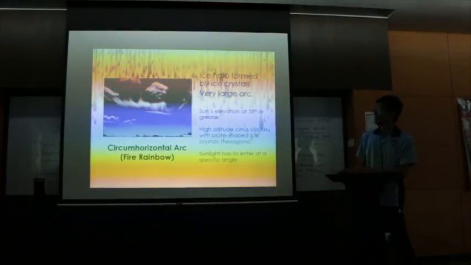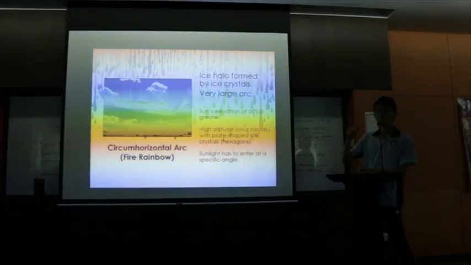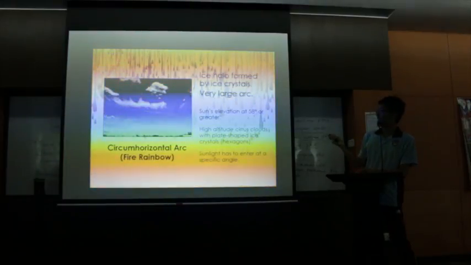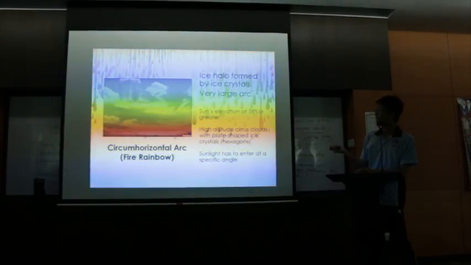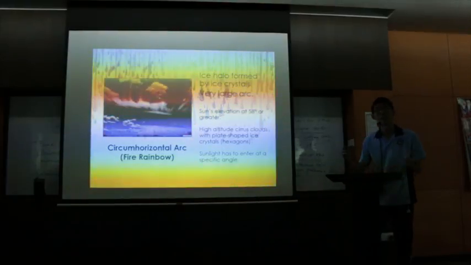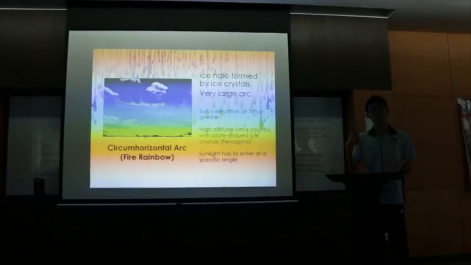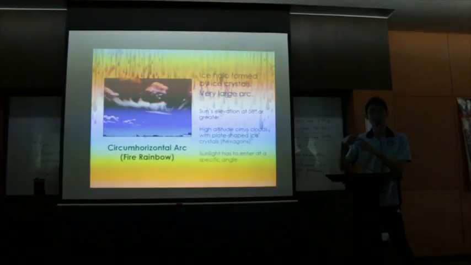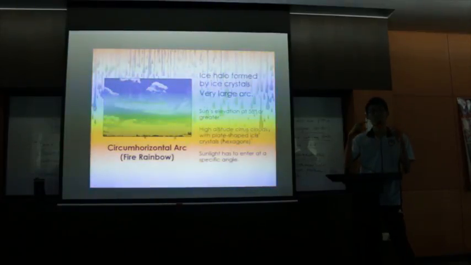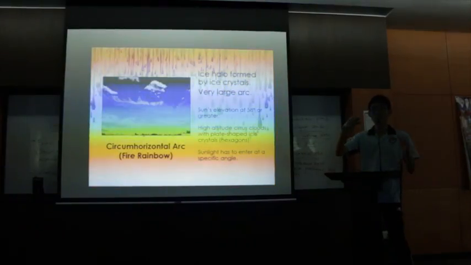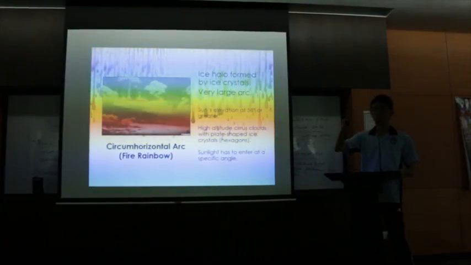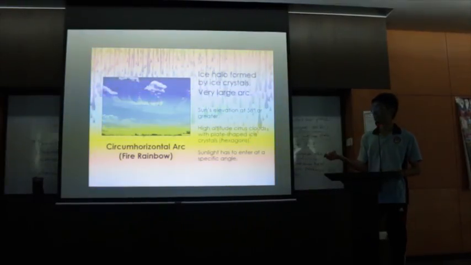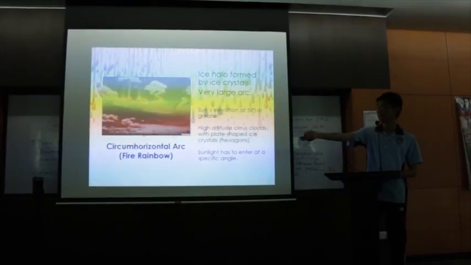And it only appears when the sun elevation is around 58 degrees or higher. There has to be high altitude cirrus clouds, and then plate-shaped ice crystals. That means it's like ice crystals, like snow, except with a hexagon shape. It only forms when there are ice crystals in the high altitude clouds. And the sunlight has to enter the ice crystals at a very specific angle.